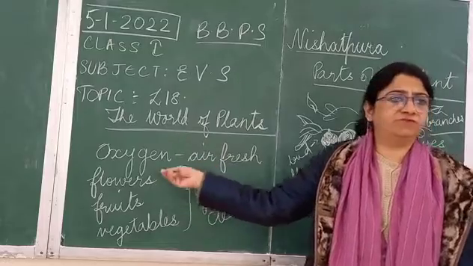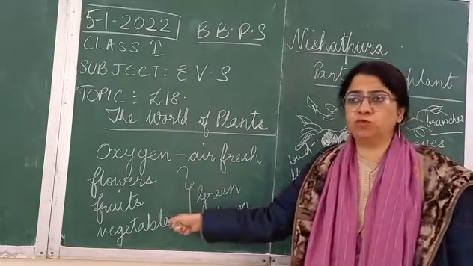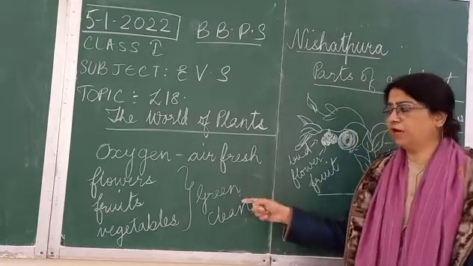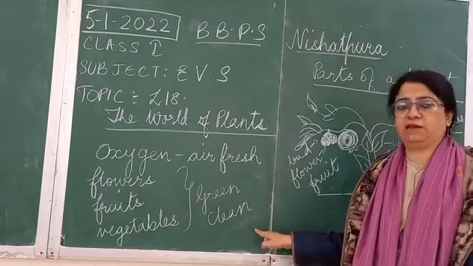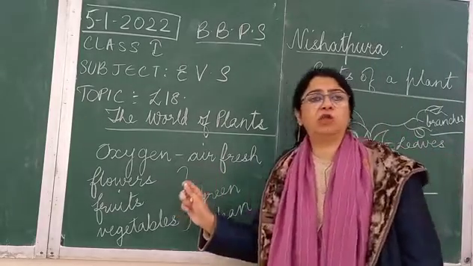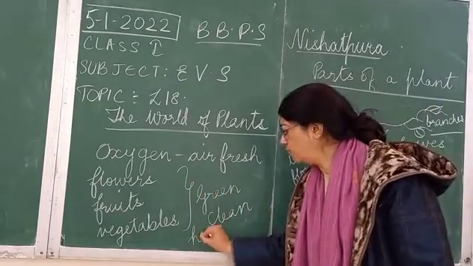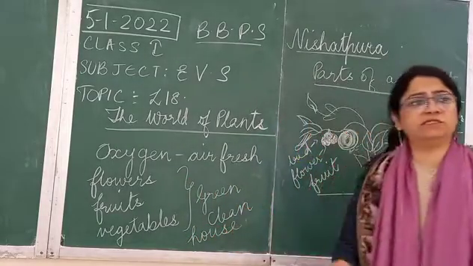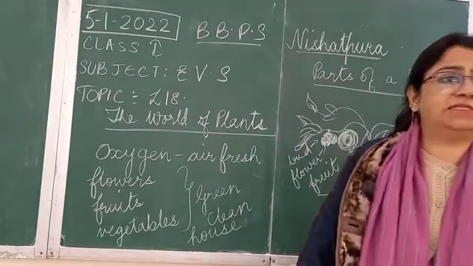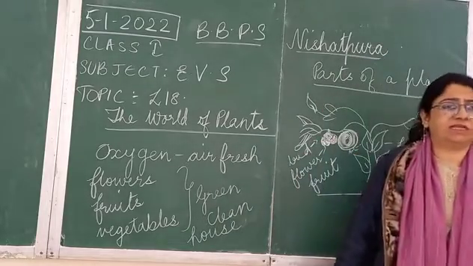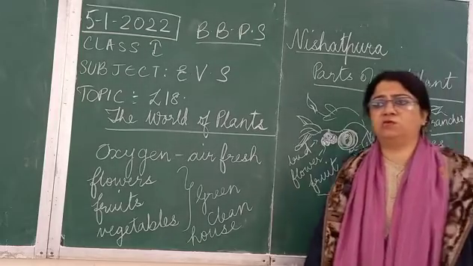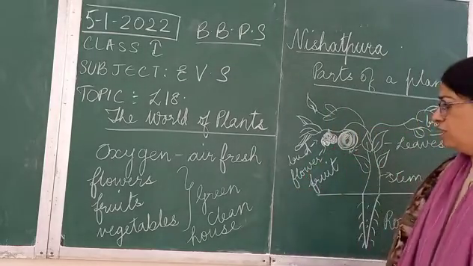Then plants give us flowers. They give us fruits. They give us vegetables, and they make the atmosphere green and clean. And plants and trees are also a house for small animals and birds. Birds make nests in the trees and plants, and they live in the trees. Small animals make their houses in the plants and trees.